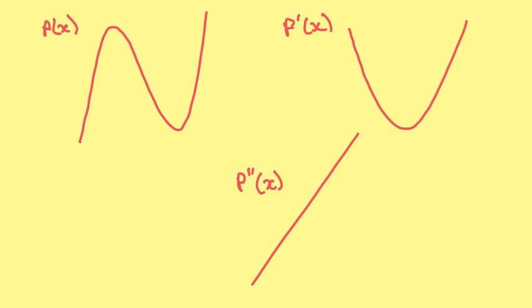And vice versa, if you start off with the second derivative and it's a straight line, you will end up with the first derivative graph being a quadratic. And then if you go up again, the original graph will be a cubic.